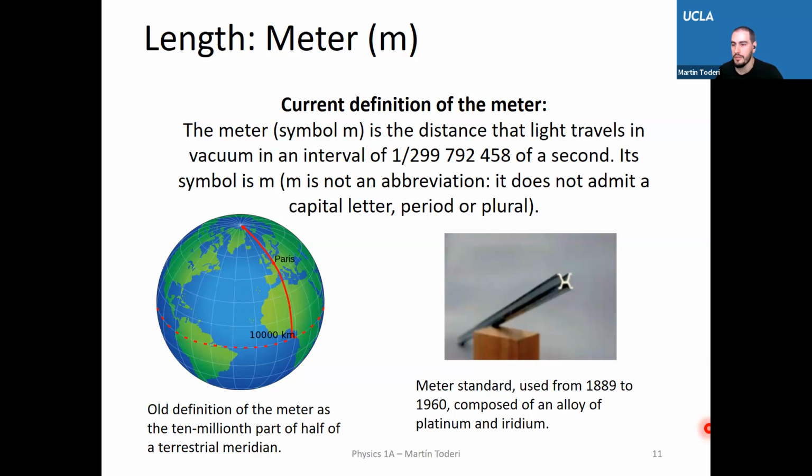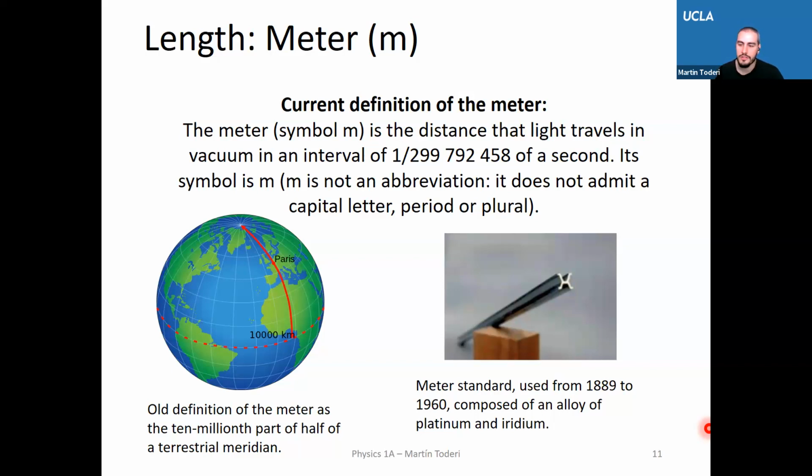That's actually the speed of light, which normally we can say is 300,000 kilometers per second, sorry. So its symbol is m. So m is not an abbreviation, and you cannot use a capital letter. You cannot use a period or plural, right? So that's how it's defined today.